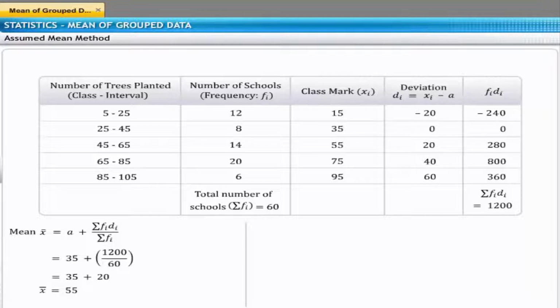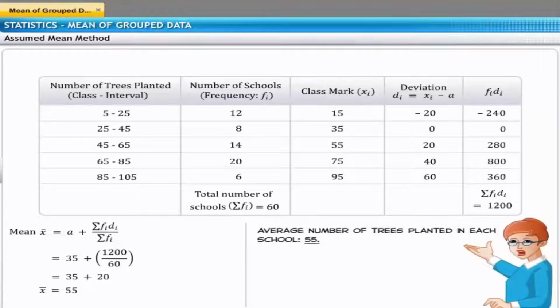This method is called the assumed mean method to find the mean of grouped data. Thus, we see that the mean found using the assumed mean method is in agreement with the value of the mean found using the direct method. Now, let us see if we can further simplify the calculations using another method to calculate the mean of grouped data.